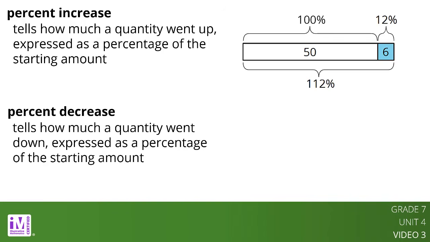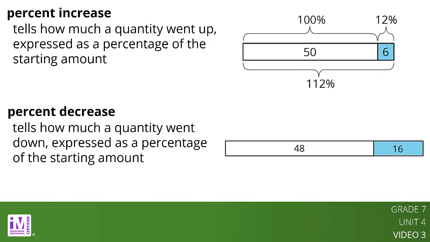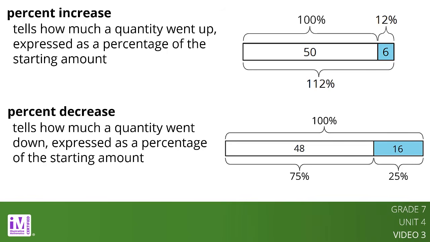A percentage decrease tells how much a quantity went down, expressed as a percentage of the starting amount. For example, a store had 64 hats in stock on Friday. They had 48 hats left on Saturday. The amount went down by 16. This was a 25% decrease because 16 is 25% of 64. Notice how in both cases, we started with the quantity that corresponds to 100%.